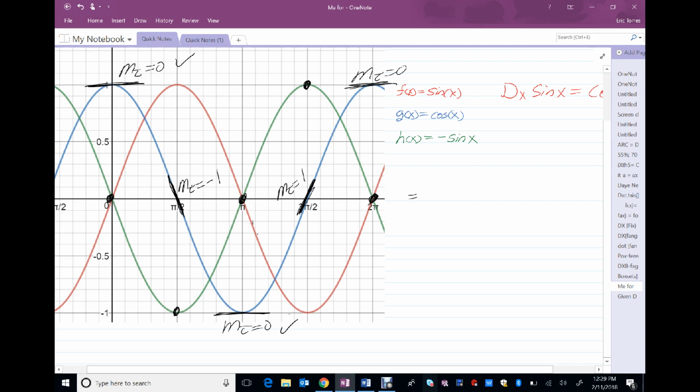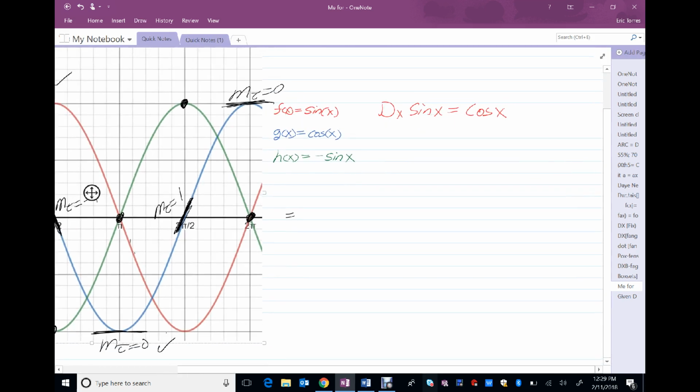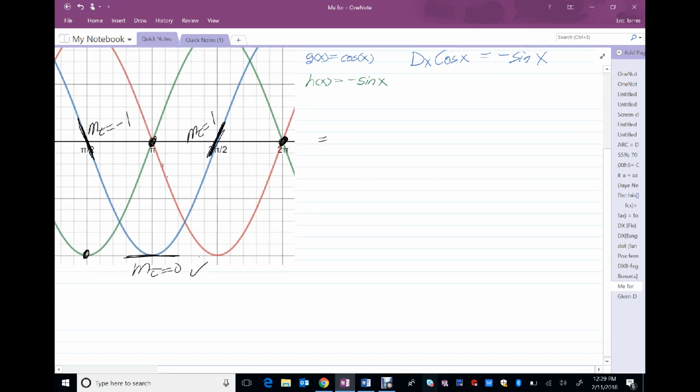And what you notice is that the green graph is located every single place that I was plotting my points for my derivative, or the tangent slopes at those x values, which leads me to the derivative of cosine. The derivative of cosine of x is negative sine of x. Again, this is not a proof, but an example showing that it is consistent.